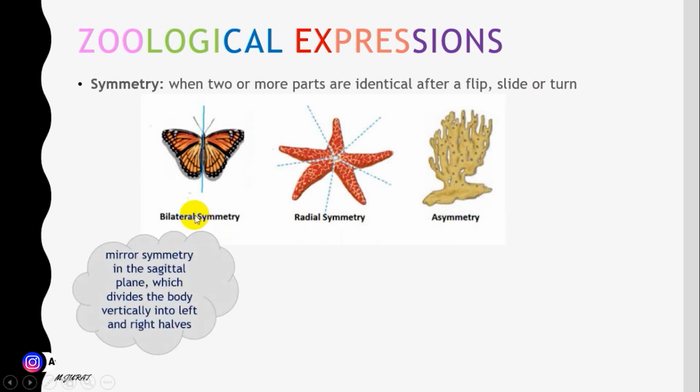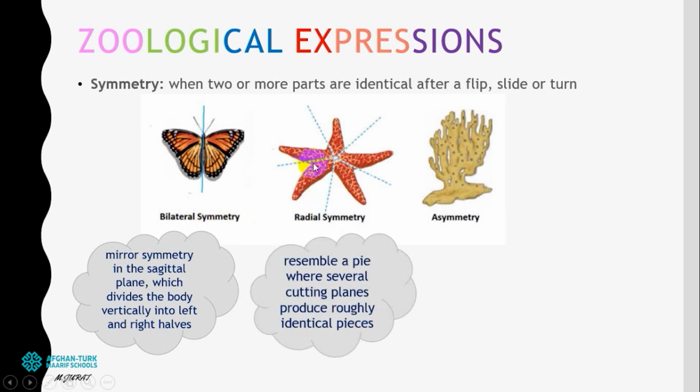If it's bilaterally symmetrical, it means whenever we slice one animal from the central part, or divide it into two parts, and the two parts are identical or the same, as you can see the right and left parts are the same, so it has bilateral symmetry. If an animal is like a pie, it means we divide it into different pieces and each piece is identical, so it has radial symmetry. As you can see in the sea star, each arm of that sea star is the same because it has radial symmetry.